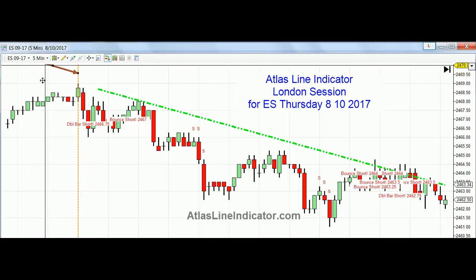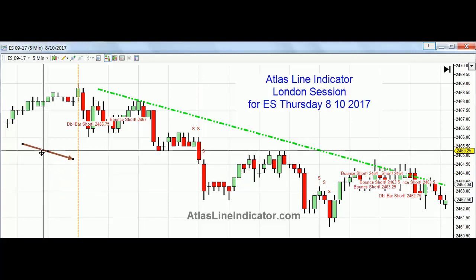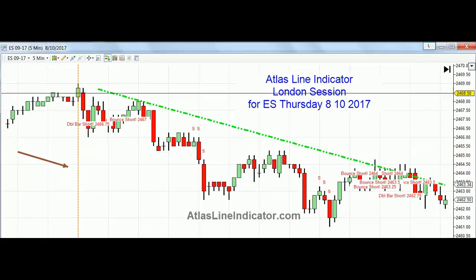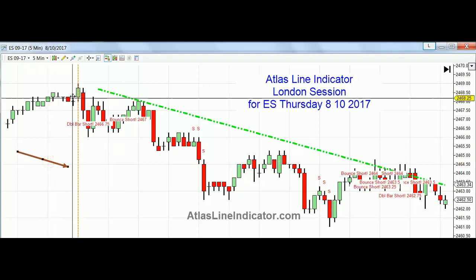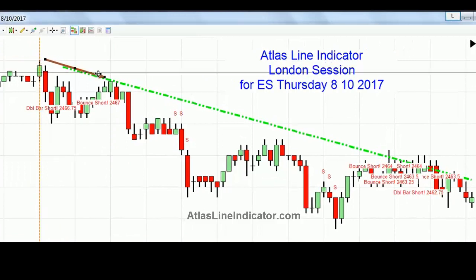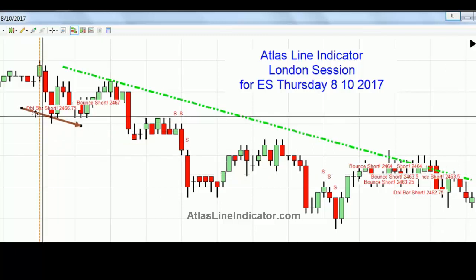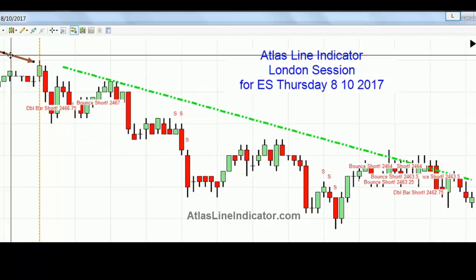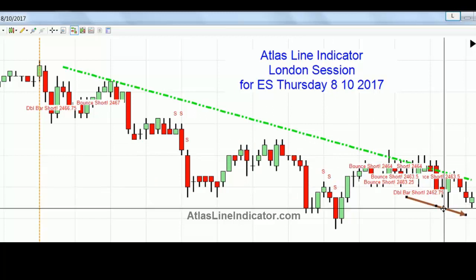Here is the line representing the 3 a.m. Eastern Time start of the London session, right? And as we can see here, we get a look at the bars there. And so we have the Atlas line hovering above price all of the session. And with things happening in the news with the North Korea situation and the US and markets down, all of the trades are going to be to the downside. We're taking shorts only. All right.